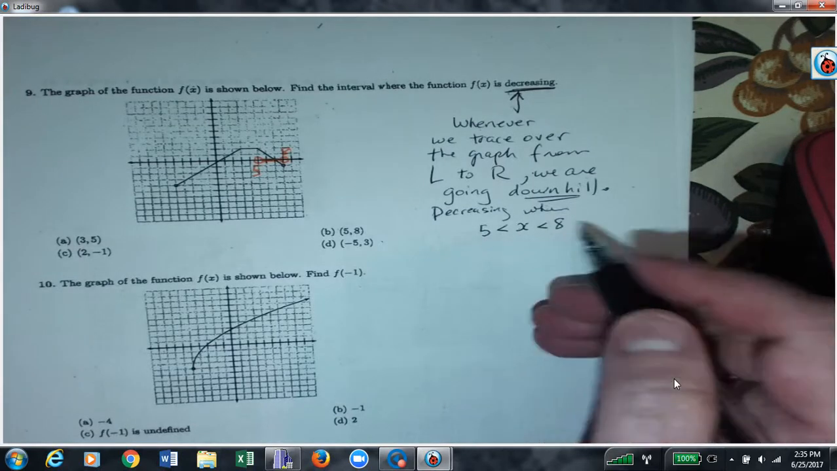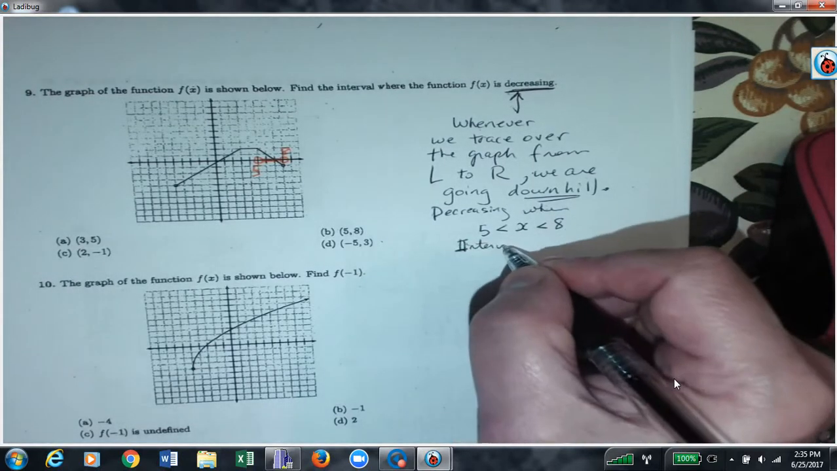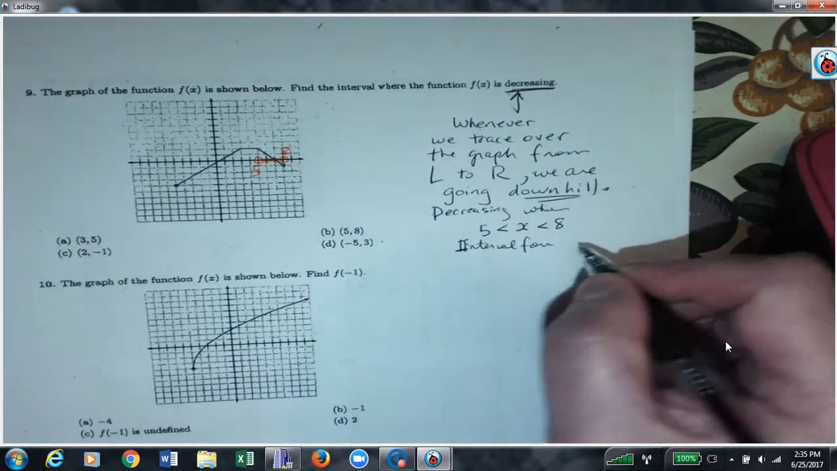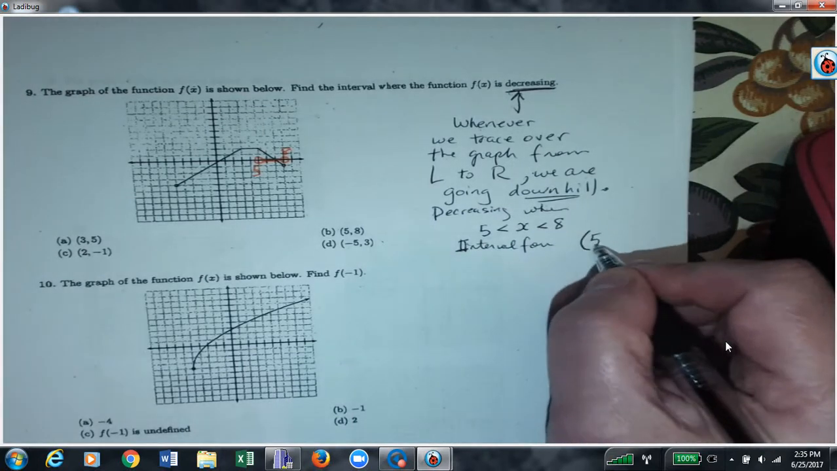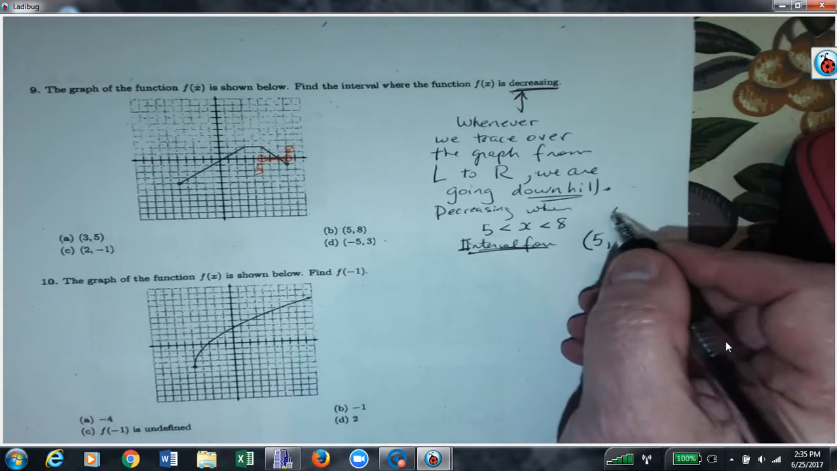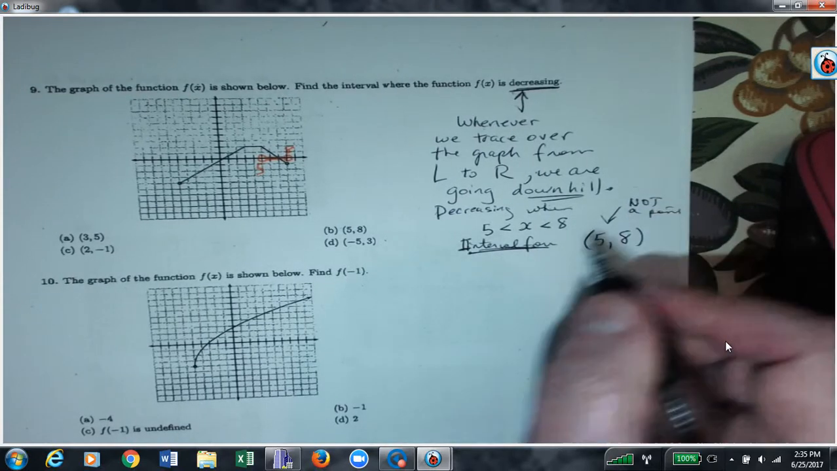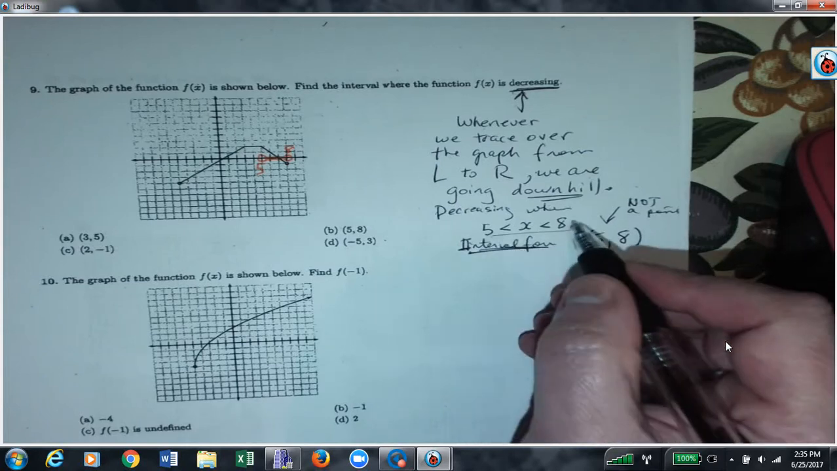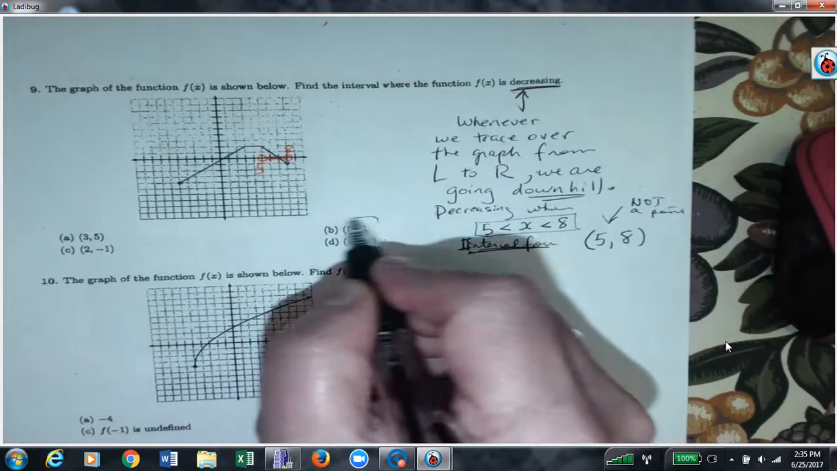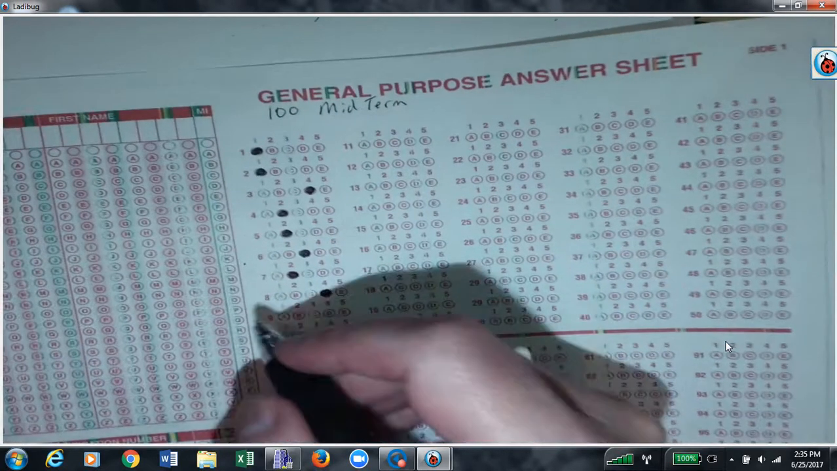That's a correct answer. In interval form, x is between 5 and 8. It's interval form. That is not a point. It's an interval. Okay, it's this interval. So the answer I'm looking for is answer B for number 9. Number 9 is B.